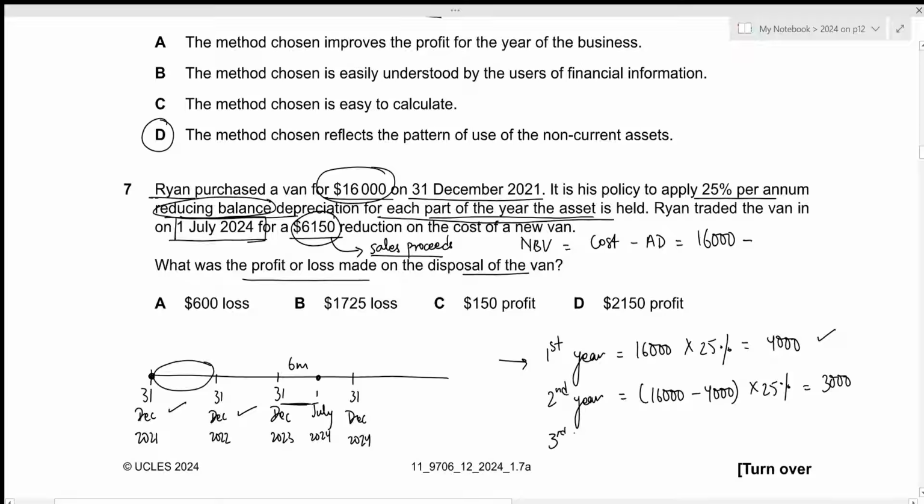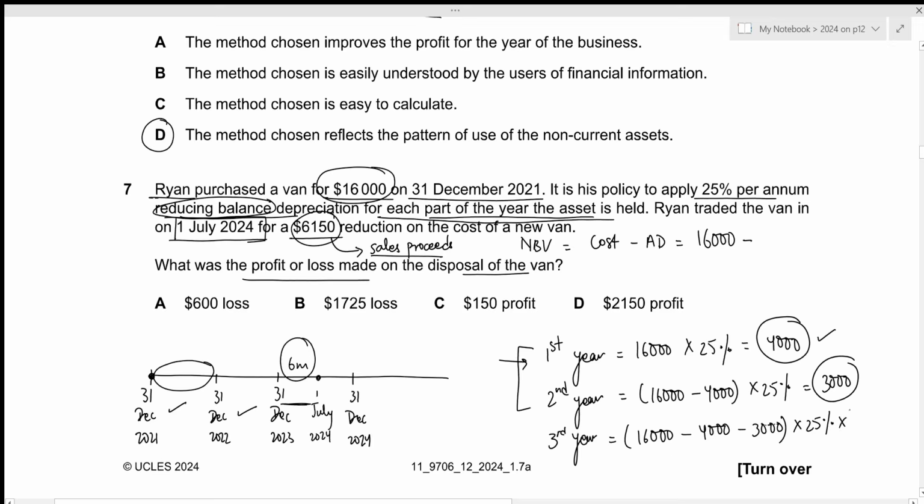Now for the third year, depreciation on both the first year and the second year will act as our accumulated depreciation. So 16,000 minus 4,000 minus 3,000 times 25%. But this will give us the depreciation charge for the entire year, and we only want it for 6 months. So times 6 by 12. This results in the value of 1,125.